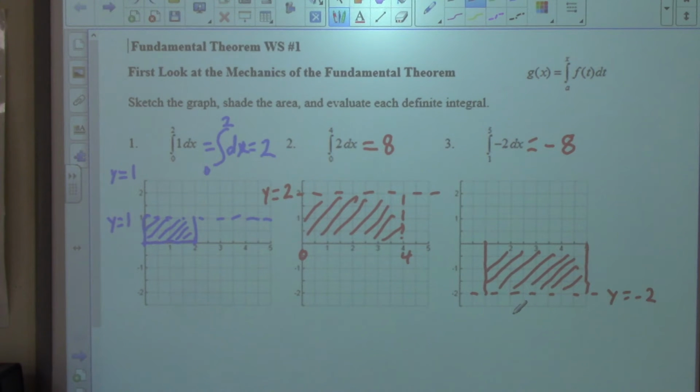Let's see, what time do we go to? 50? 53? Okay. We may do the calculator portion tomorrow.